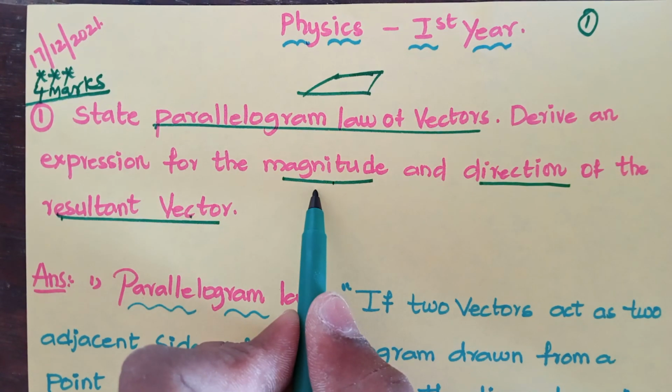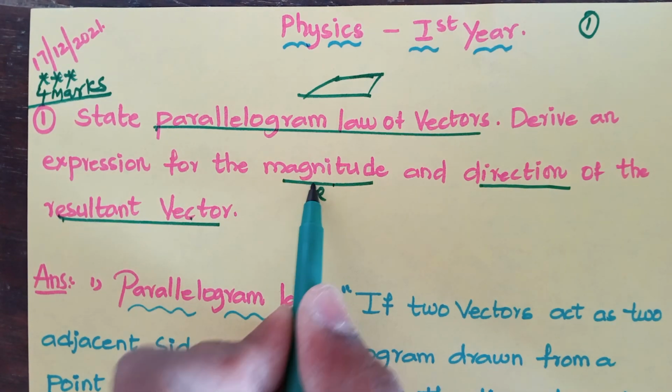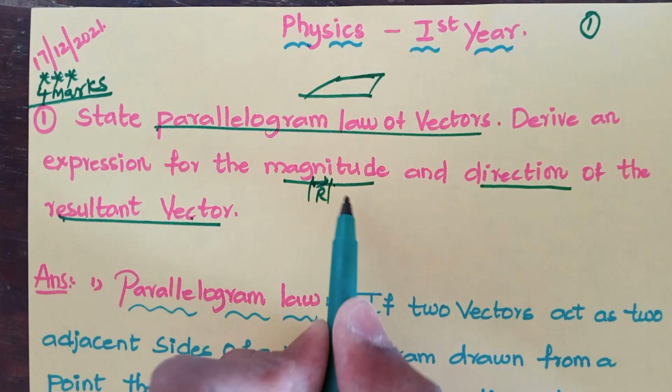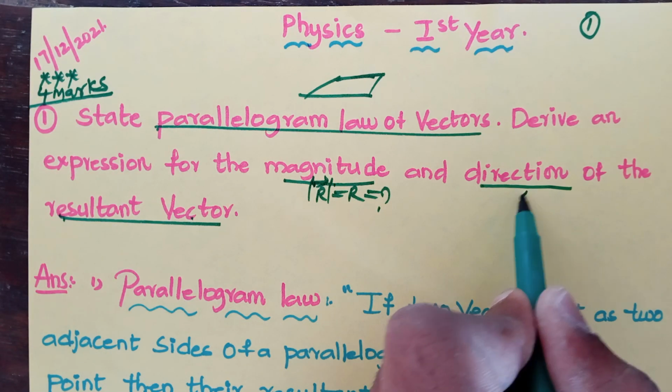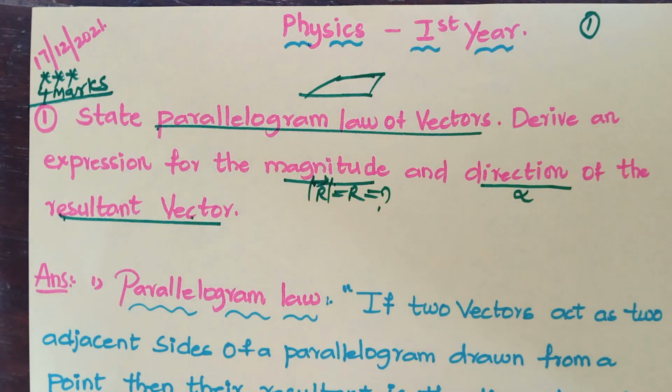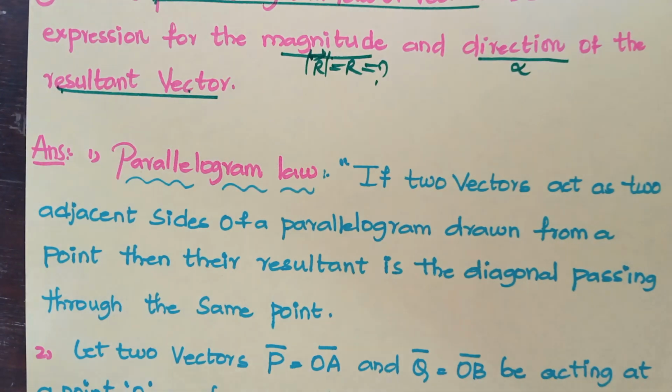So what is the magnitude? Magnitude of resultant vector is denoted with R, mod R bar or R. We are finding this value as well as direction. Direction is nothing but what, sir? Alpha. So please observe here. So what is the statement of parallelogram law of vector?